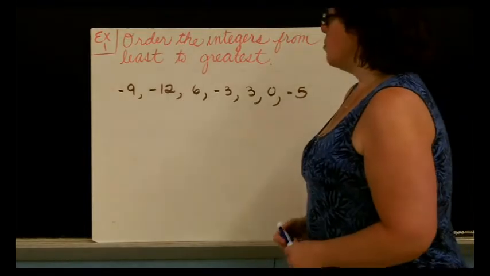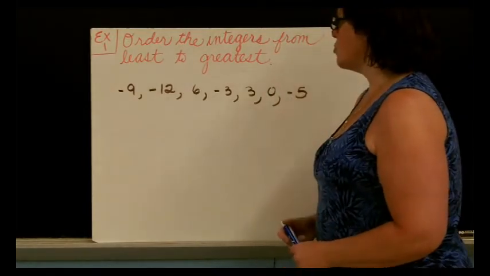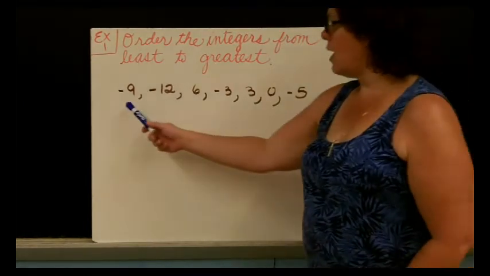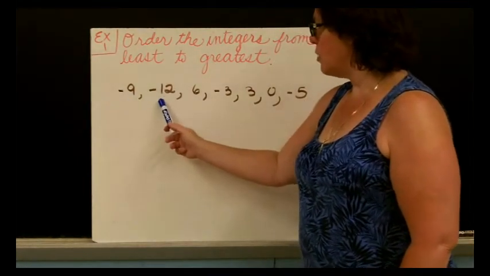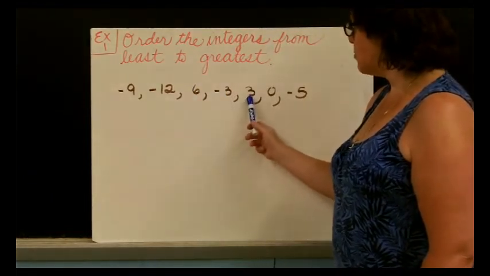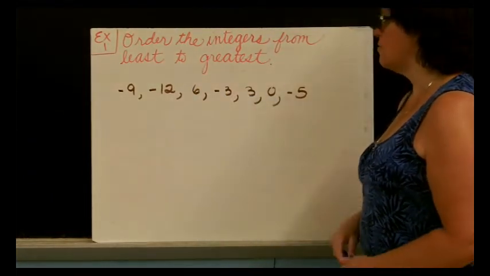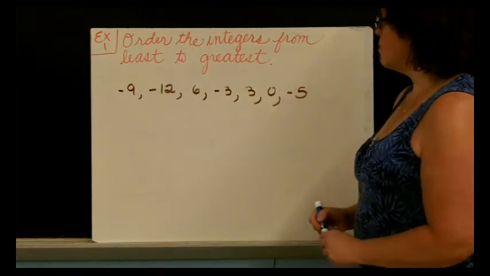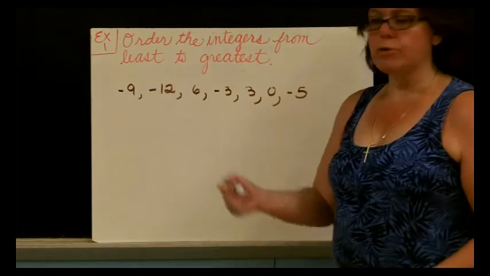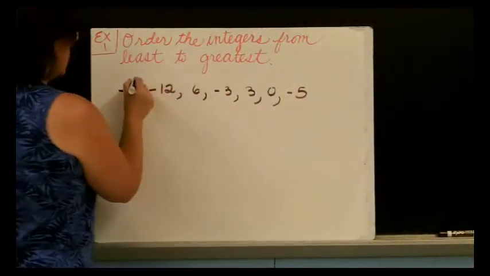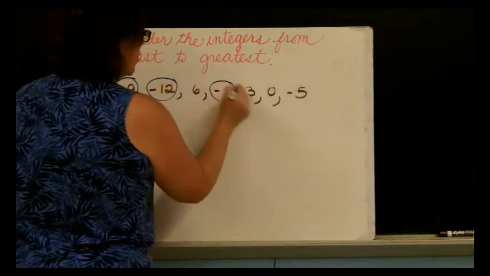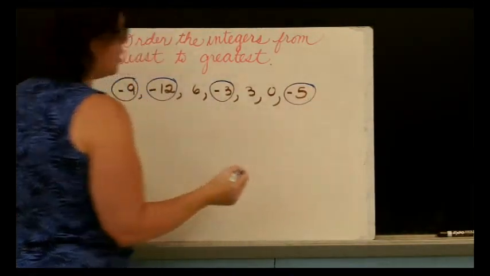Let's take a look at example 1. Here we have to order the integers from least to greatest. So let's take a look at what our integers are. We have a -9, a -12, a +6, a -3, a +3, a 0, and a -5. Now, since we have to order them from least to greatest, what I'm going to do is mark our negative numbers because those numbers are the lowest.